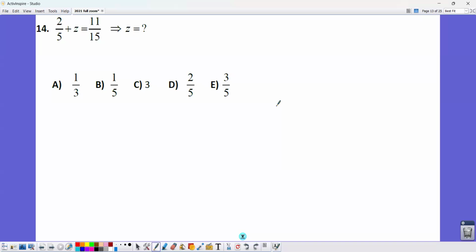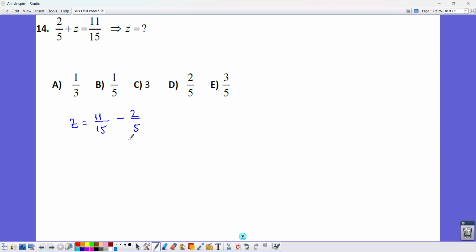We are coming to the 14th one. The 14th one is an equation question. We have one unknown and two knowns. So unknowns on one side, knowns on the other side. Then it will become z is equal to 11 over 15 minus 2 over 5. I am taking 2 over 5 to the other side.